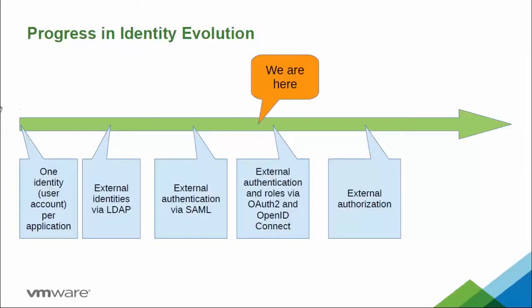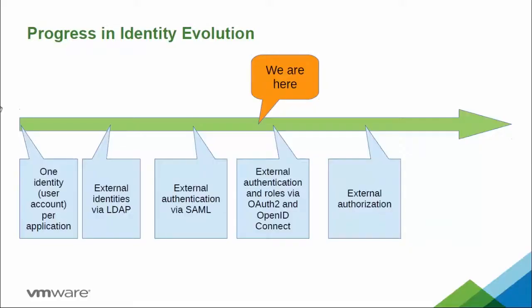So now we have external authentication via SAML. I think there has been a little bit of an improvement with OpenID Connect and OAuth 2, that now we have external authentication and roles that come in the access token. And the next step would be to get to actual external authorization, and that's what Gil's going to be talking about. But I think we're just starting adoption of OpenID Connect and OAuth 2. So this is where we are on the timeline.